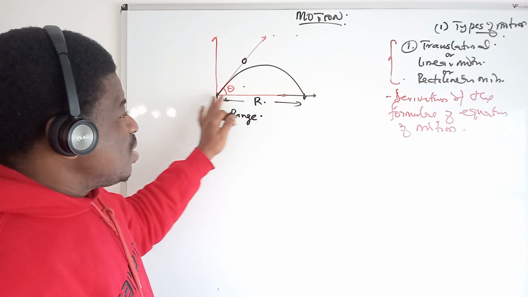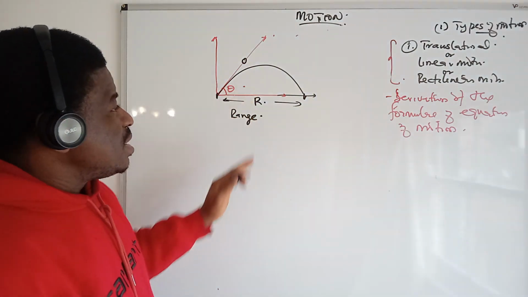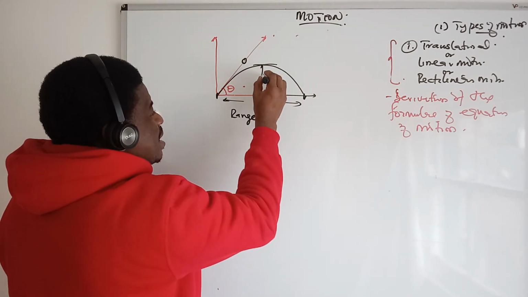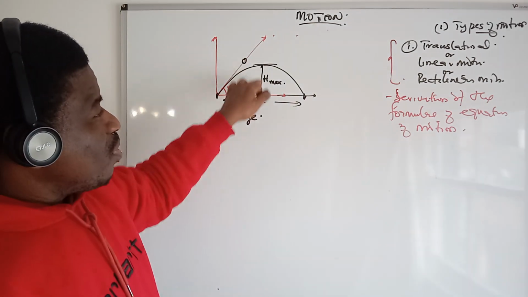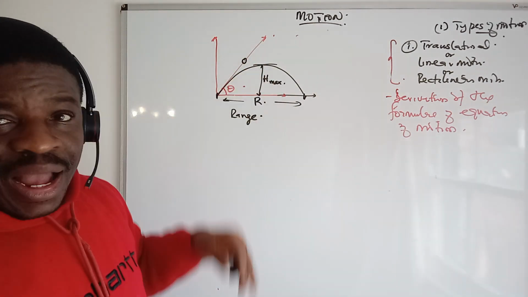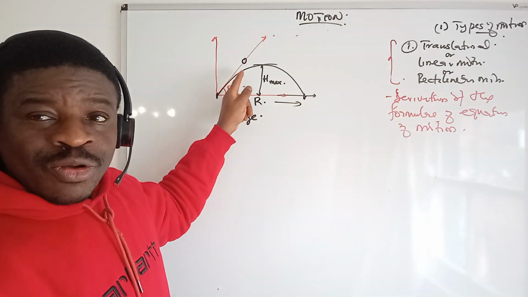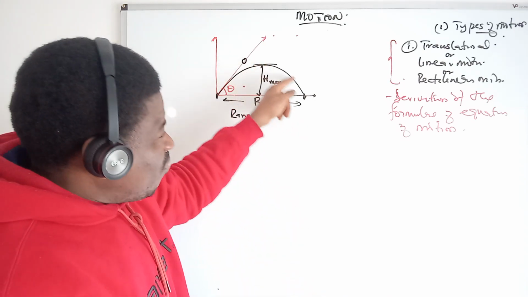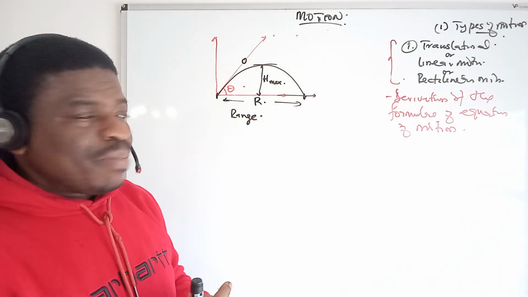Range is the horizontal distance. Then there is what we call the maximum height, the vertical maximum height. At this maximum height, do you know what is happening? The object goes to a peak and starts falling back. We are going to understand some of the things that happen at that point.